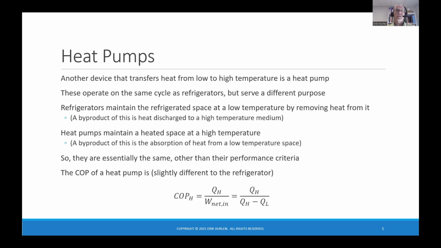Therefore, the only difference is in the coefficient of performance. Just like efficiency, it is a measure of what we are trying to accomplish compared to what is put in. So instead of the cold heat transfer for a fridge, for a heat pump, we are looking at the heat transfer into the hot space. So here, the COP is equal to QH over W net in, or QH over QH minus QL. And again here, we have a subscript H on COP to distinguish it from the previous one for the refrigerators, the only difference being the numerator, QH instead of QL.